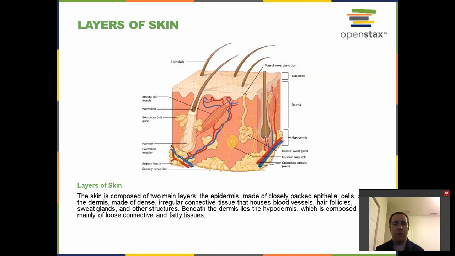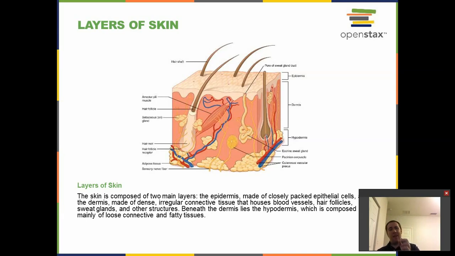The blood vessels are the blue and red squiggly lines. Do you see the blood vessels in the diagram? Where are they located? They're in the dermis. Only in the dermis. They do not go up into the epidermis at all.